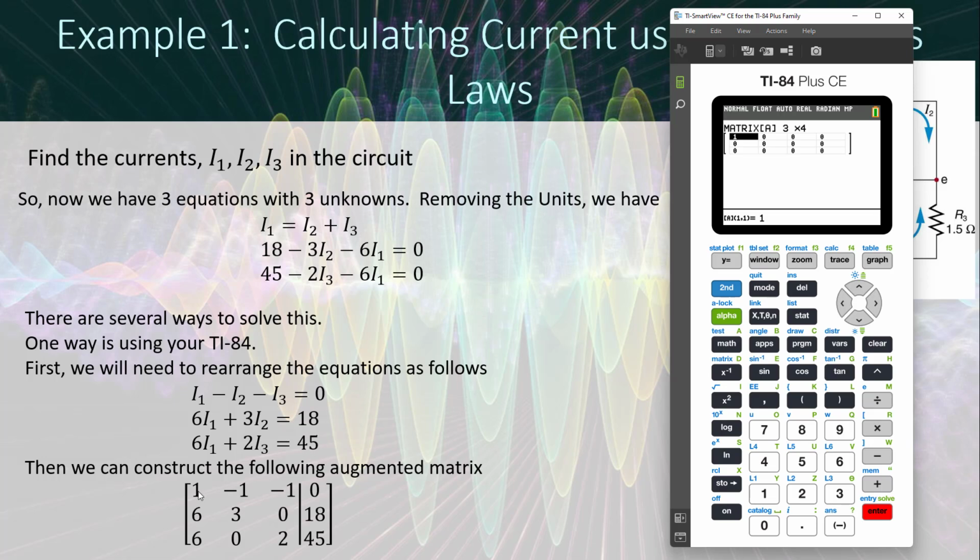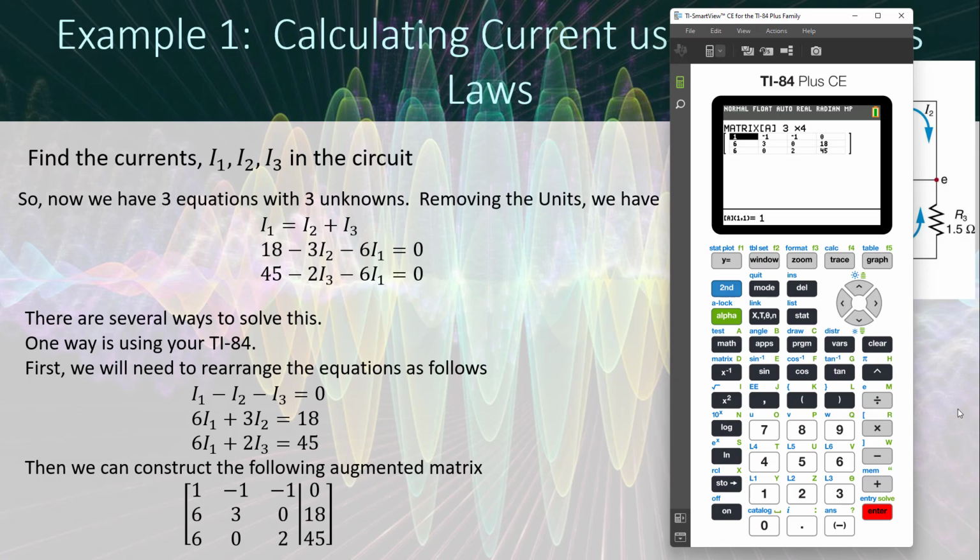Now our first entry here is going to be 1, so we can enter in 1 and hit enter. And notice how it moves to the next column in the row. So this one's going to be -1, enter, -1, enter, and our last value will be 0, enter. Now we can do the next row. That will be 6, enter, 3, enter, 0, enter, and then 18. There it is. And then for our last row, we're going to have 6, enter, 0, enter, 2, enter, 45.